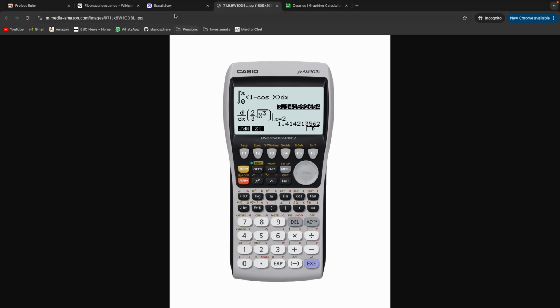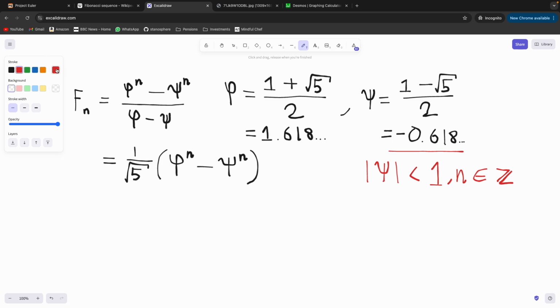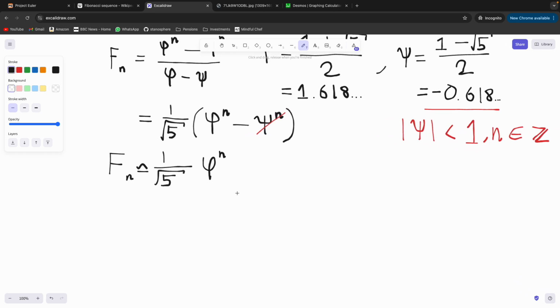Anyway, point is, we can basically get rid of this bit. So we can say that f of n is approximately 1 over root 5 phi, where phi is the golden ratio, to the n. So we'll say those are approximately equal, and in fact, I think it's asymptotic. Okay, and then, how does this help us in any way?